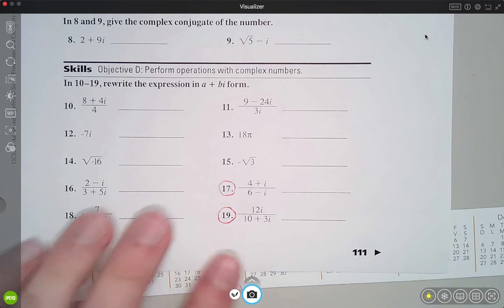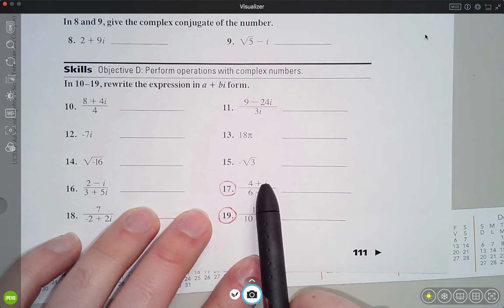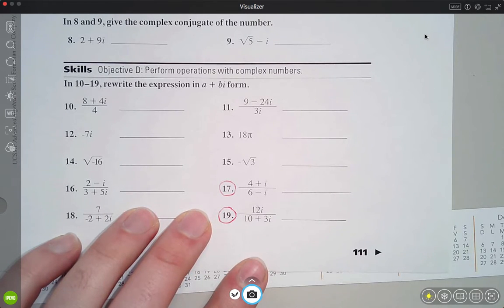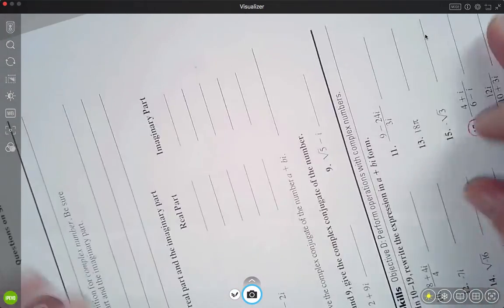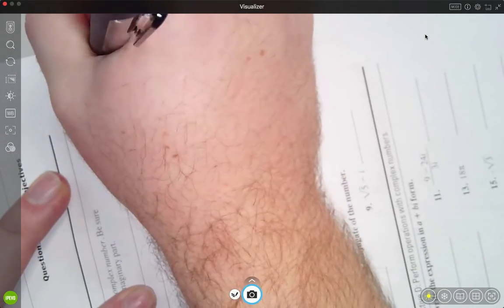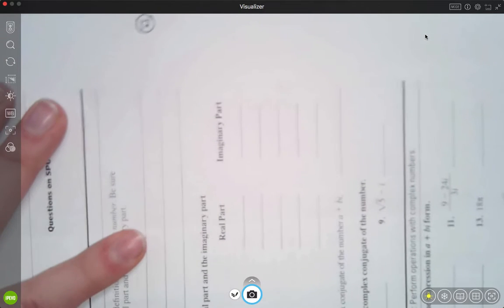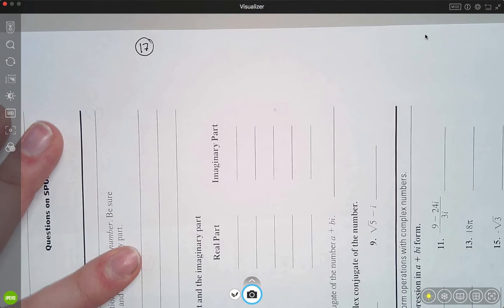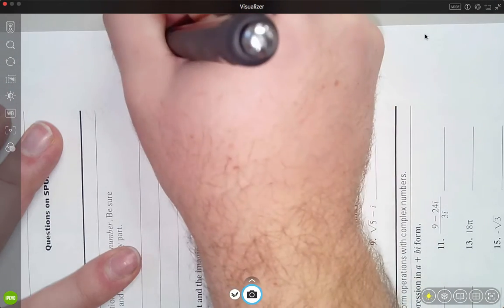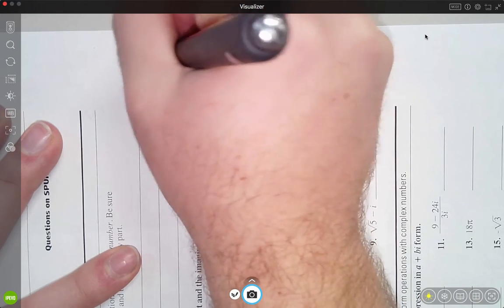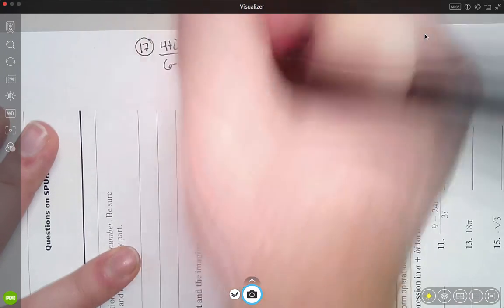And now this is really my division problem because I have a complex number on the top and a complex number on the bottom. I'm going to turn my paper sideways here, and I'm going to actually copy this problem over here into the margin so that I have a little bit of space to do this. So this is number 17, and I'm going to copy it down here. I'm starting with a 4 plus i on the top, and on bottom I have a 6 minus i.